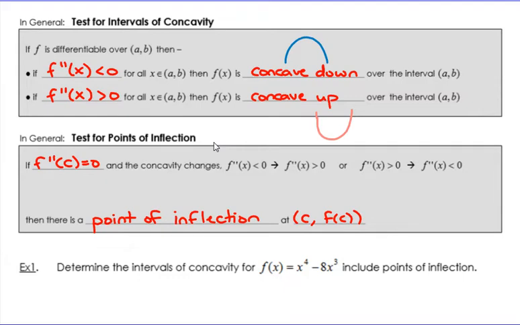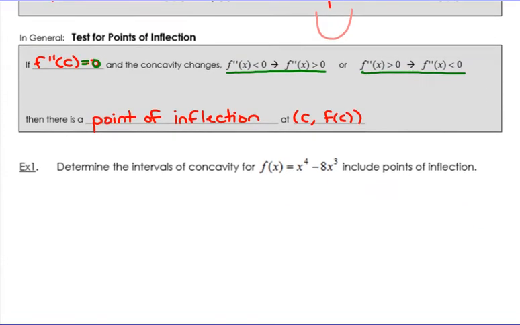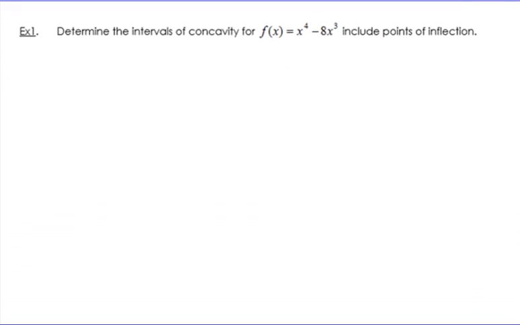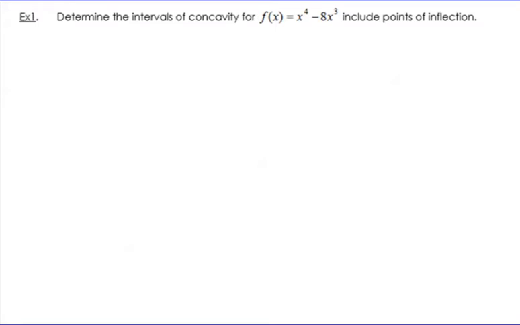Now, when it's exactly 0, that means you're changing concavity, from either concave down to concave up, or concave up to concave down. And you can calculate that by setting the second derivative equal to 0. So let's do a full analysis together, like an entire question, and then I'll run through a couple questions with you.